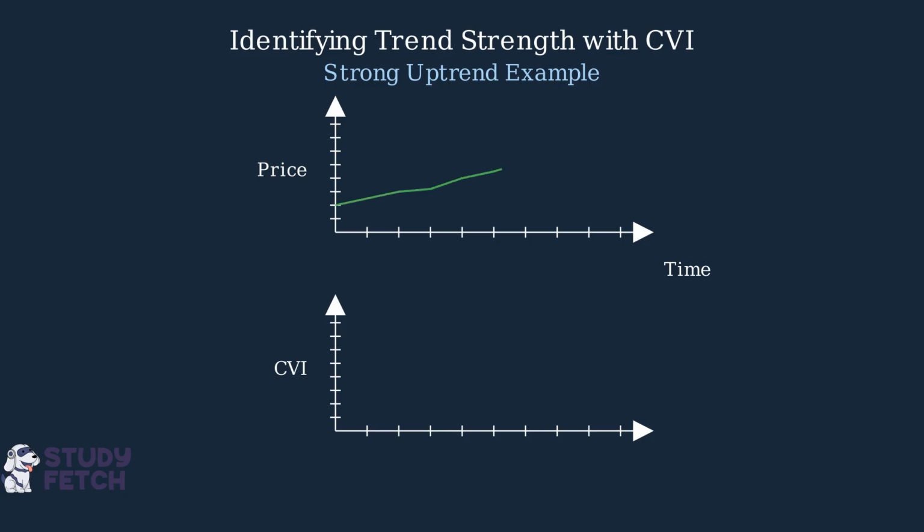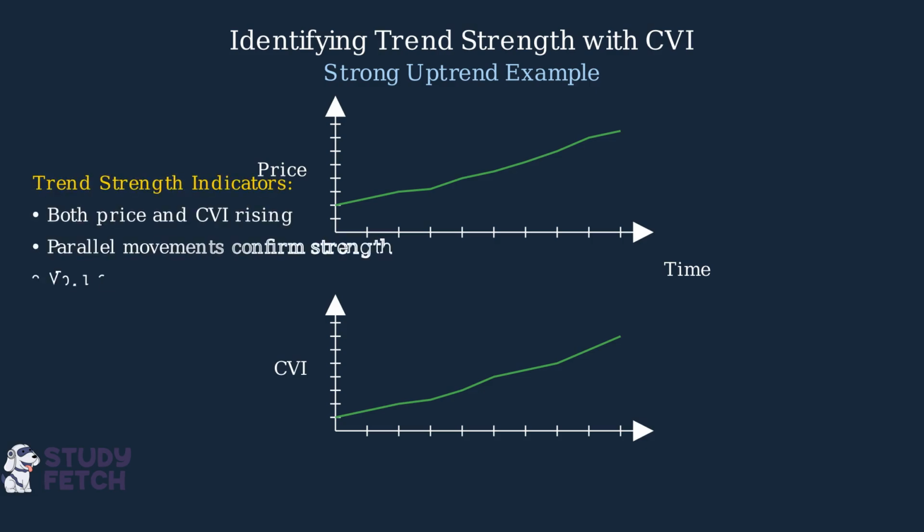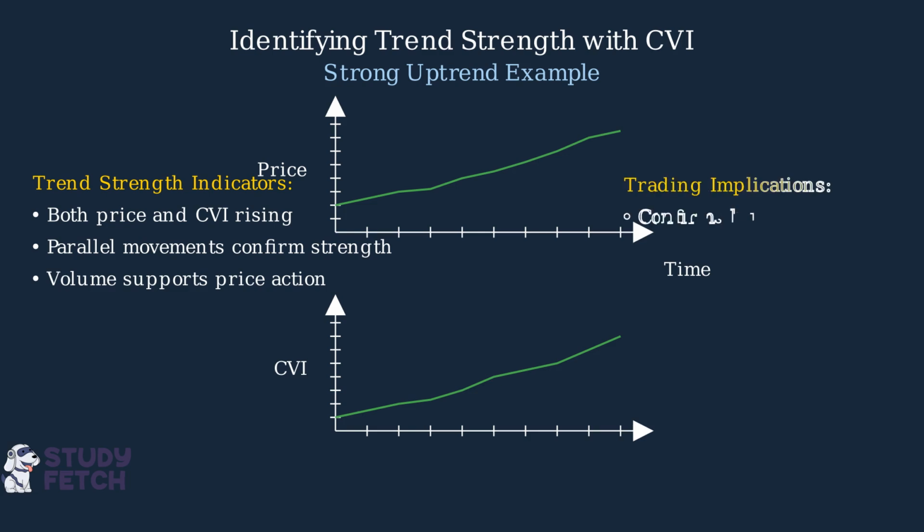In a strong uptrend, we see price steadily climbing over time. The Cumulative Volume Index also rises, confirming this bullish trend. When both price and CVI rise together, it indicates strong volume support for the uptrend. This parallel movement confirms the trend's strength and suggests it's likely to continue. For traders, this confirmation supports a bullish bias. It's an opportunity to consider long positions, potentially using pullbacks as entry points.